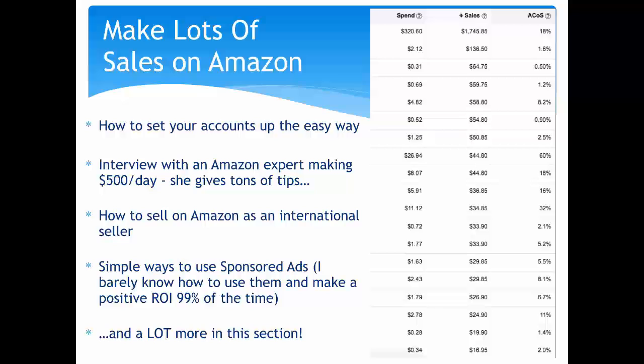We have an interview with an Amazon expert who is making $500 a day. I did an interview with her. She gives lots of tips on what you can do to leverage your listings. How to sell on Amazon as an international seller. I had my friend who lives in the UK create a video. Since I'm in the United States, I haven't had problems, but my friend in the UK said it's actually very, very simple. She made a video on how you can do that, and she has everything you need. She also has a Facebook thread that you can click on if you have further questions, and she answers the questions there. So it doesn't matter where you live, you can still sell on Amazon.